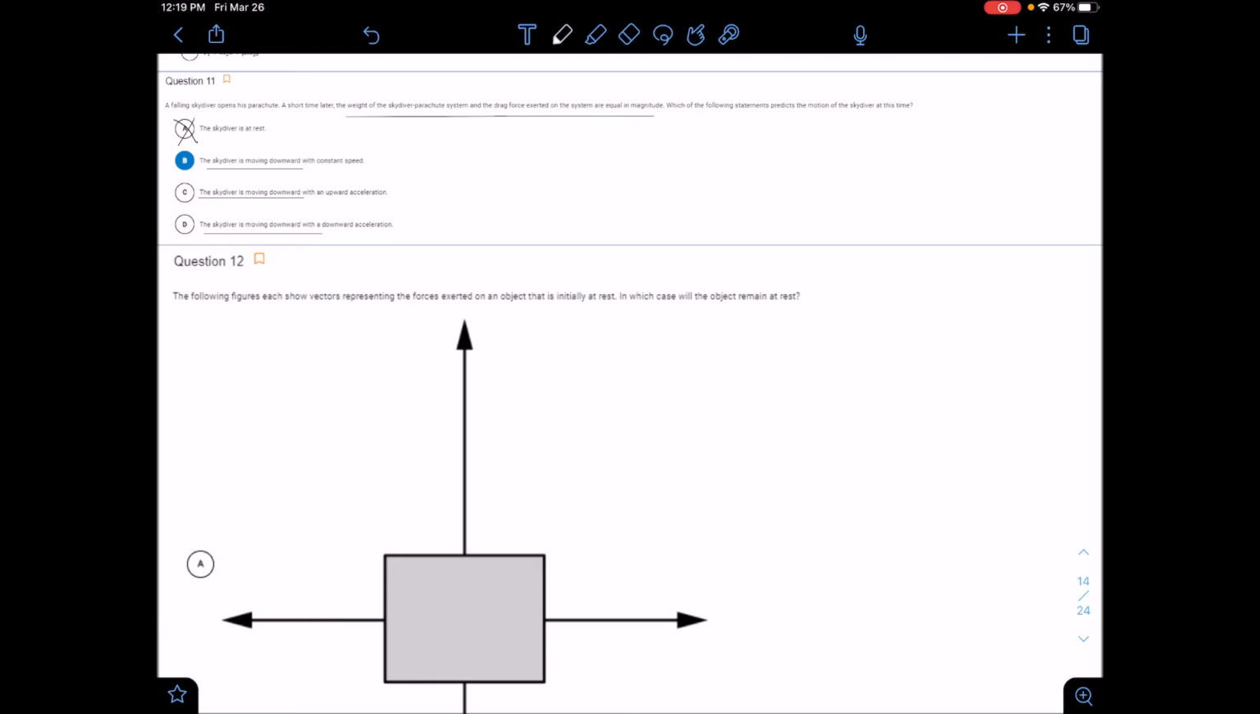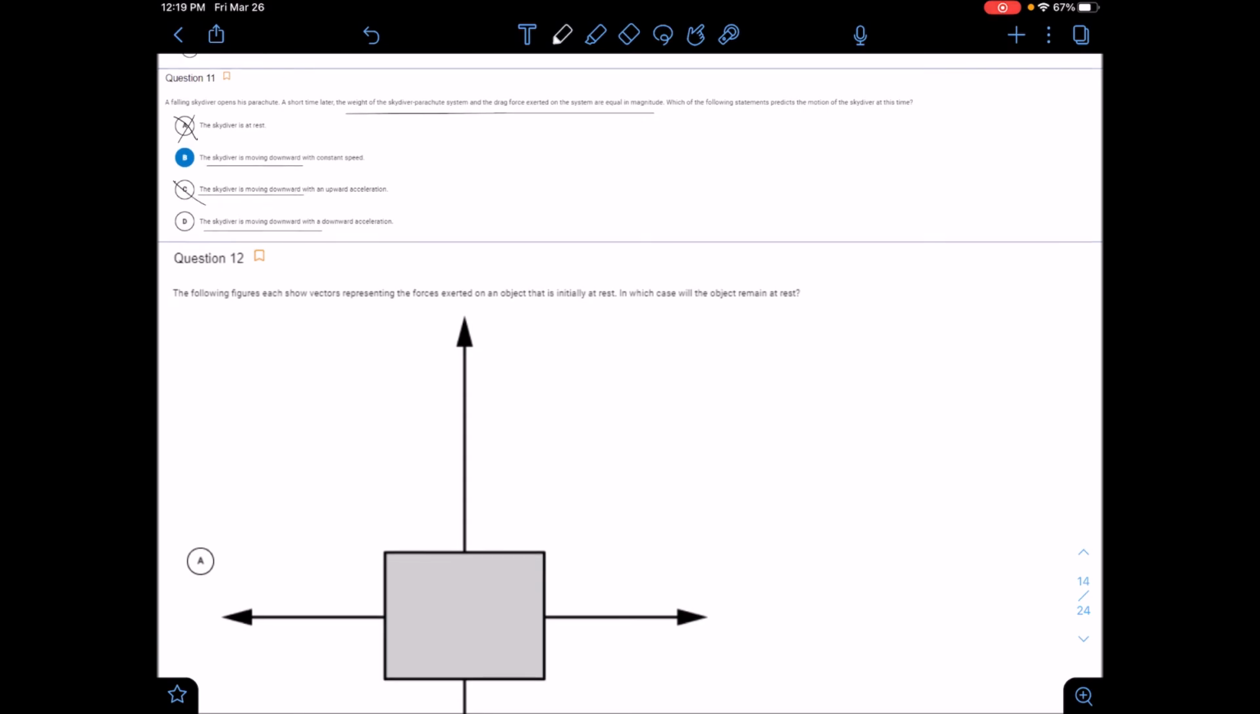Okay, so since he's in terminal velocity, that means that the net force is 0, right? So if the net force is 0, that means that there's no acceleration. So we can cross out C, we can cross out B, and constant speed basically means that there is no acceleration since the rate of change is constant. Thus, there's no change to be noted.